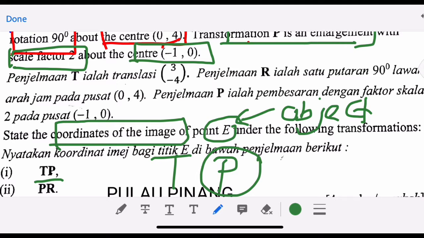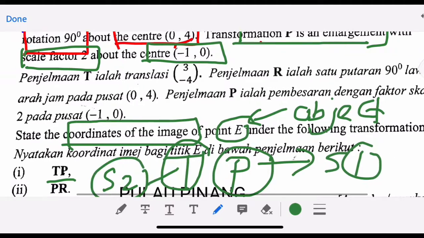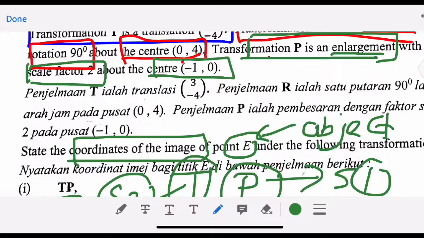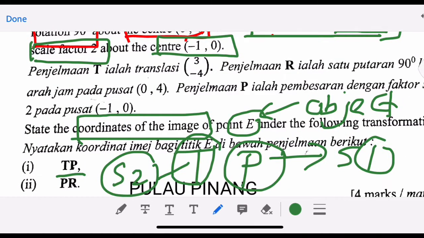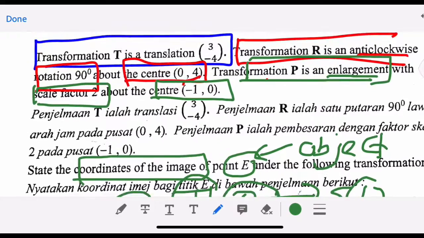So we immediately start with the P. This one we do first. TP, we do P first. So step 1 we do P, step 2 we do T. Step 1 is P. What is P given? P was enlargement, right? P was enlargement with a scale factor 2 and center negative 1, 0. And followed by T. What is T? Oh, T is very easy. T is translation, right? 3, negative 4.